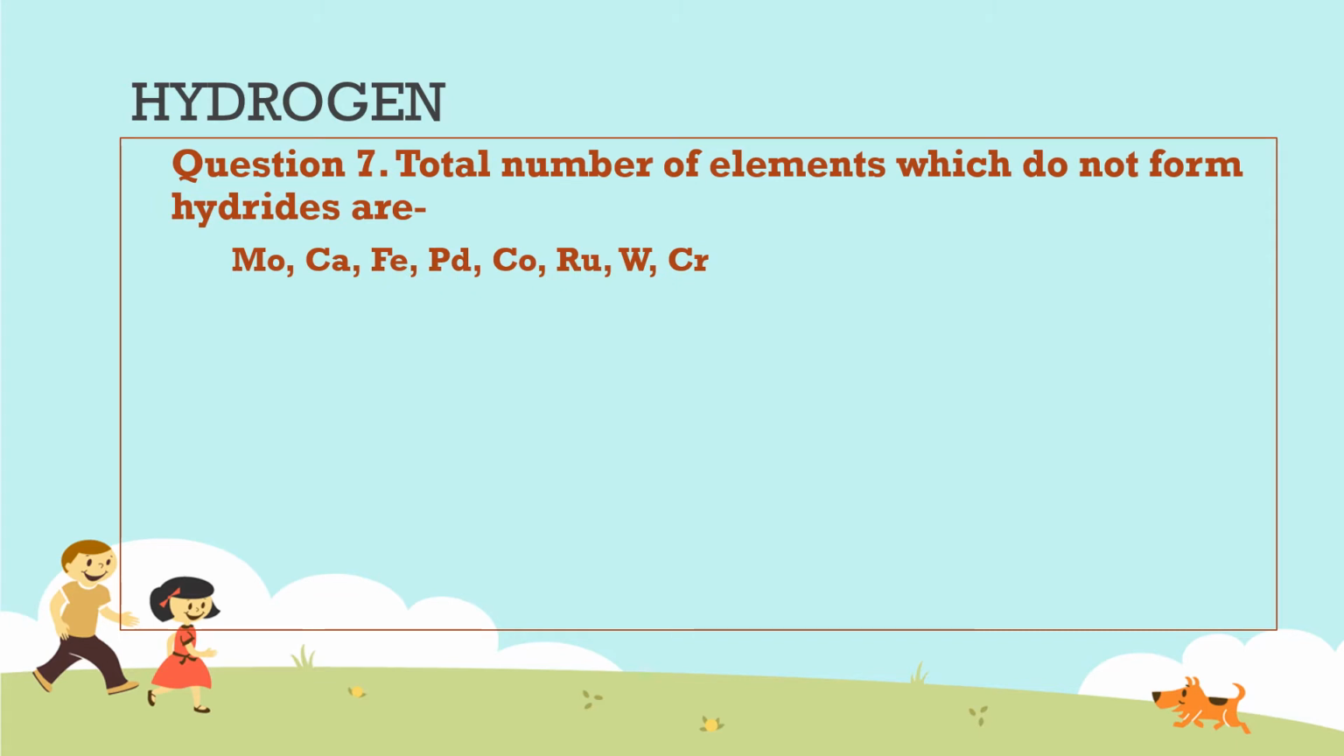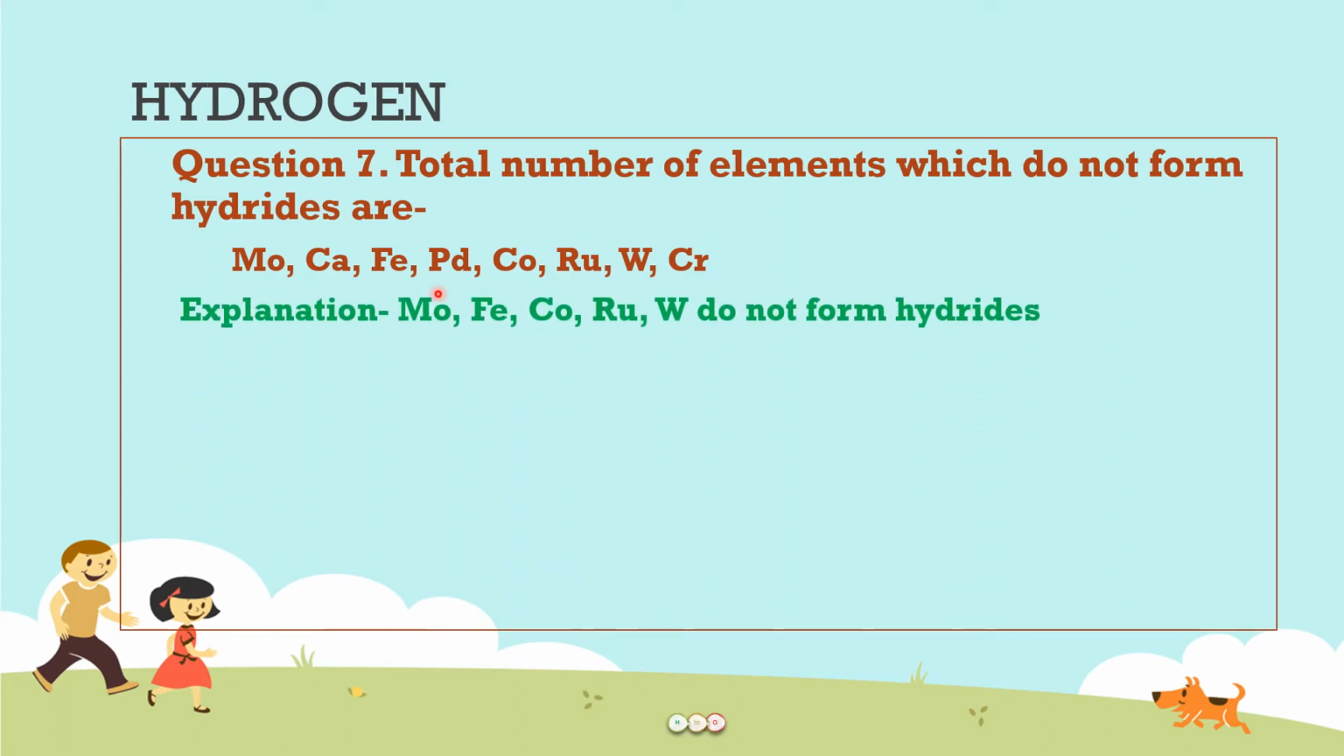Next we have the total number of elements which do not form hydrides. So these are the elements of group number 6, 7, 8 and 9. And from group number 6, you have to remember that chromium is the one which forms hydrides. Okay, so that will be important. So when you are going to choose the correct answer, well, molybdenum, then we have iron, then we have cobalt, then we have ruthenium and tungsten. These are the elements which will not be forming hydrides at all. So the correct answer is going to be 5.